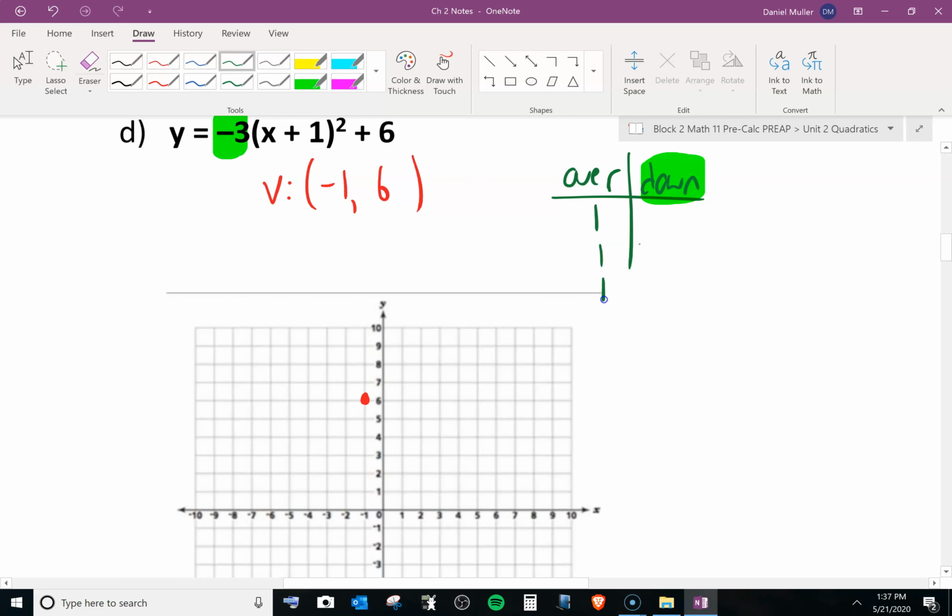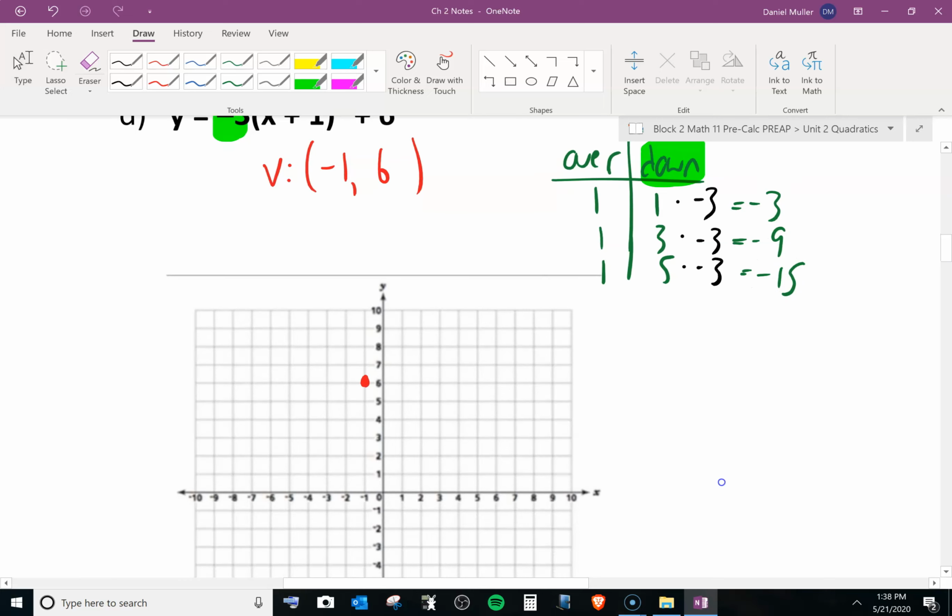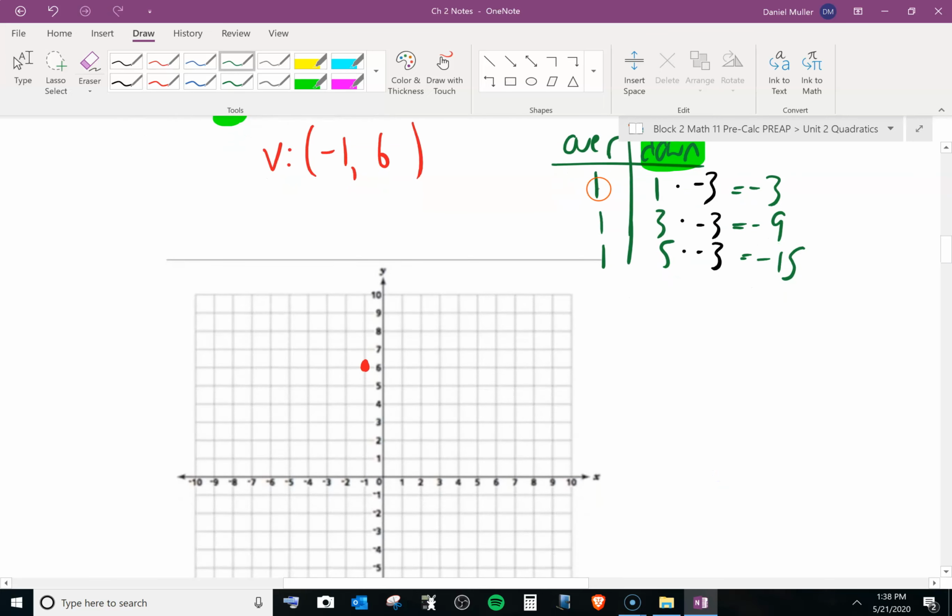It's always 1, 1, 1, 1, 3, 5, and I'm going to times this by -3. And I'm going to get 1 times -3 is -3. 3 times -3 is -9. That would be -15. So from here, I'm going to go over 1 and then down 3.